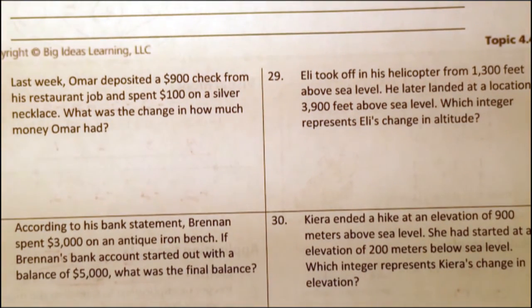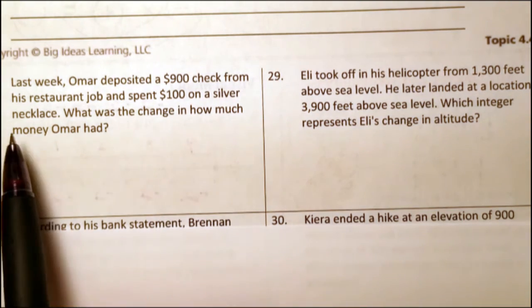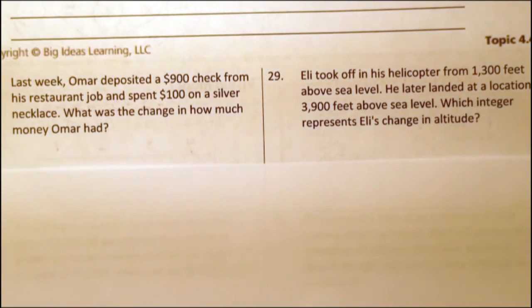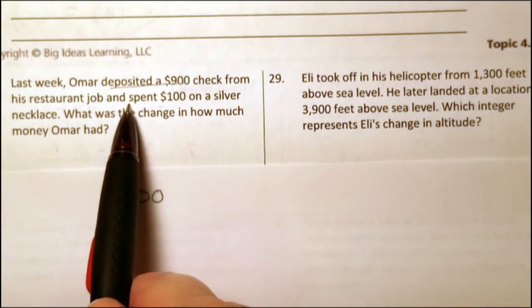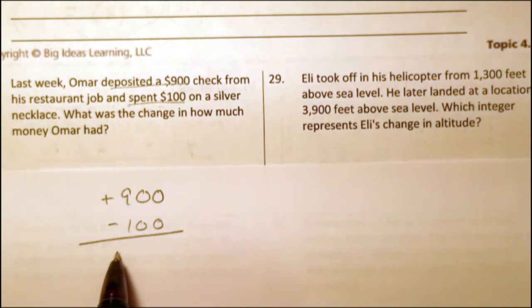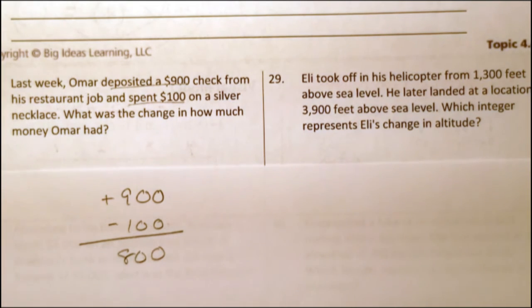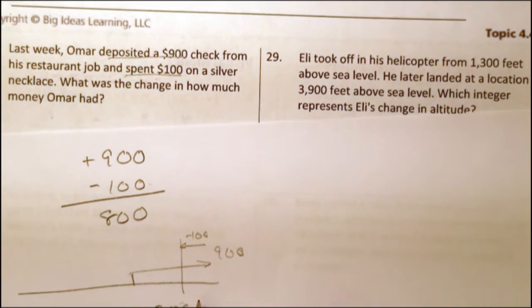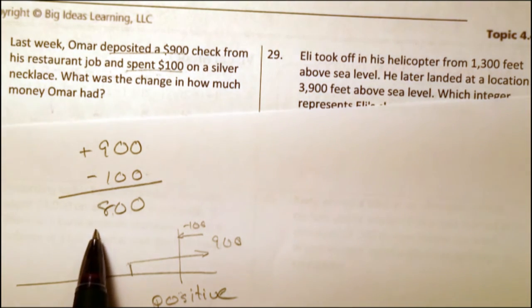Number 27, Omar deposited a $900 check from his restaurant job and spent $100 on a silver necklace. What was the change in how much money Omar had? So he deposited $900, so he added $900 to his account. And he spent $100, so that's minus $100. So it's $800. So you've got more positives than negatives you're adding here. So again, on a number line, you would come over here to 900, and you would back up minus 100, and so you'd still be on the positive side. And then your difference is 800 positive.